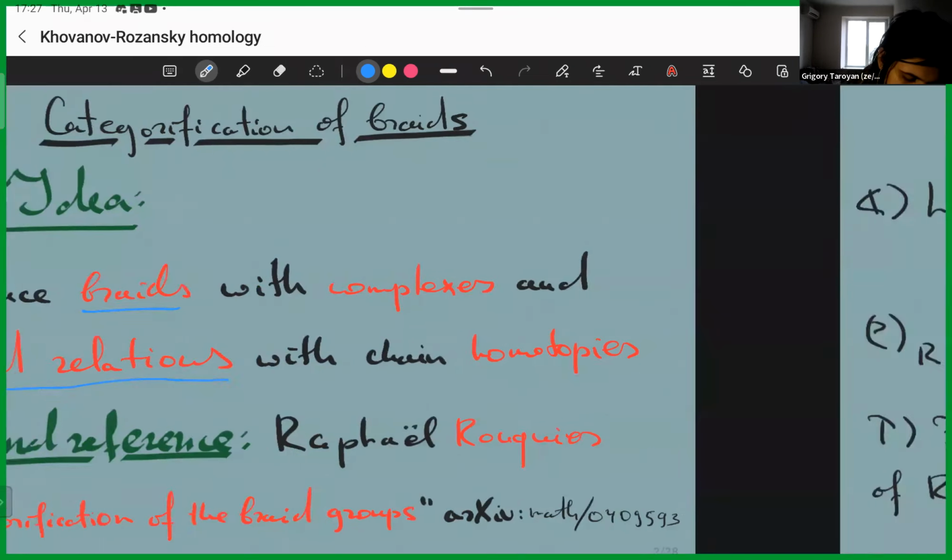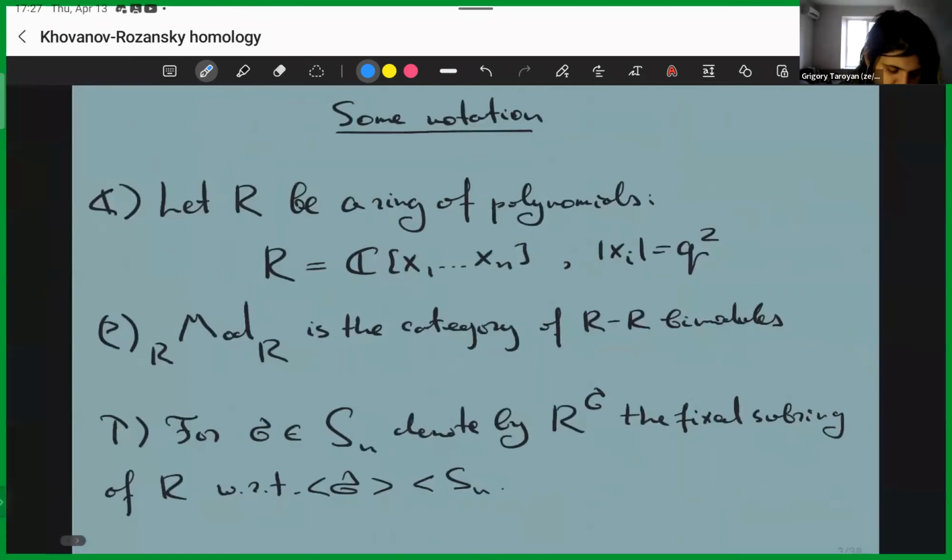Let's continue. So moving on from this general idea, let me introduce just some notation. So first of all, we consider a ring R of polynomials where each variable is graded like this. So basically it's just the usual even grading on the ring of polynomials that we exponentiate with this quantum parameter.